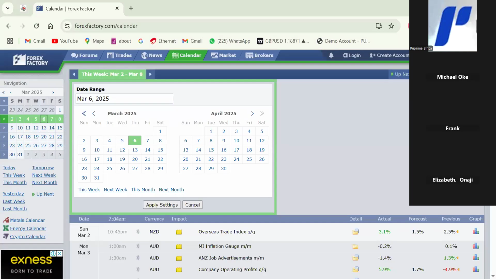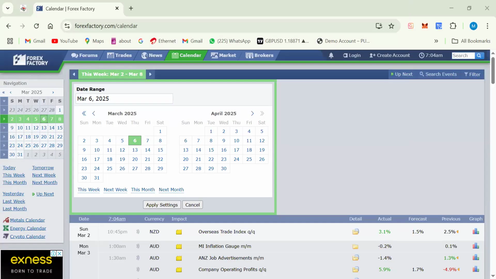Okay, so can you all see my screen? If you can see my screen, kindly type yes.